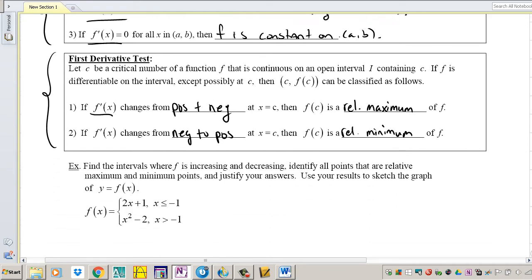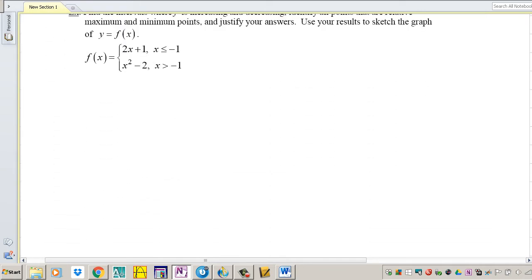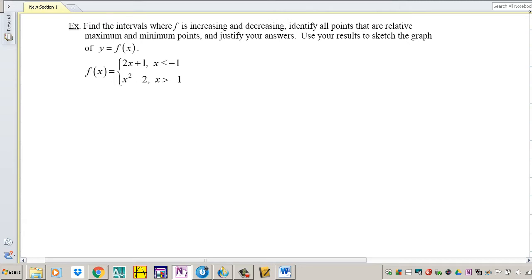So in the first example, we're going to be doing exactly the same thing as we did in the last video, in the last lesson, but this time we have a piecewise function. But the procedures for finding maxes and mins are still the same. The process may be a little bit different since now we have a different kind of function. So first things first, find the derivative.